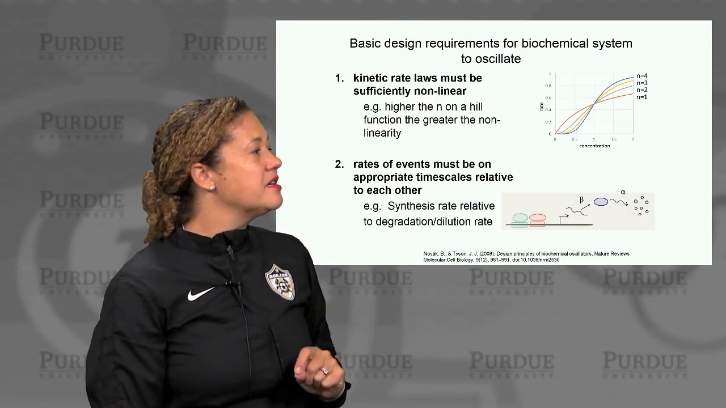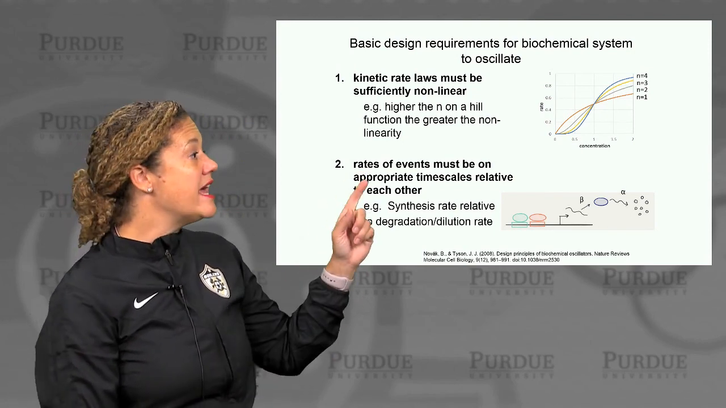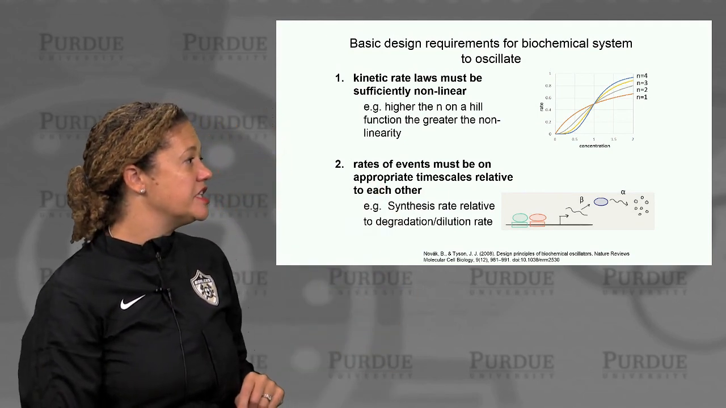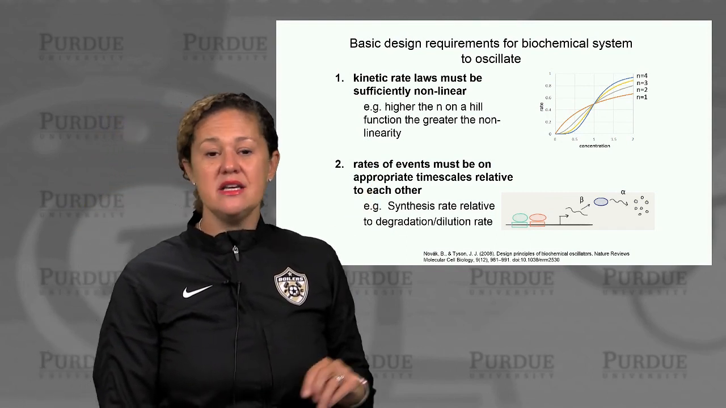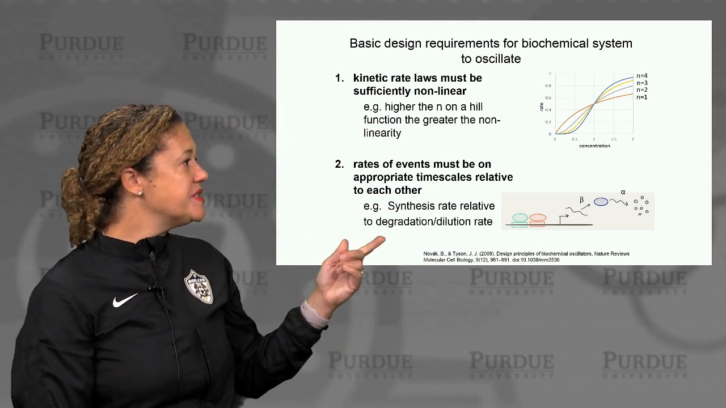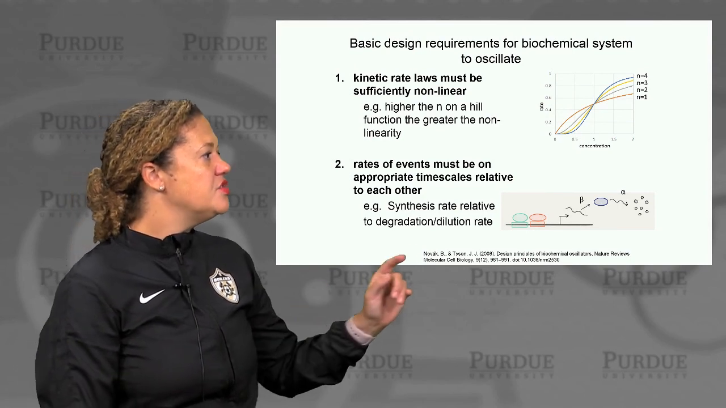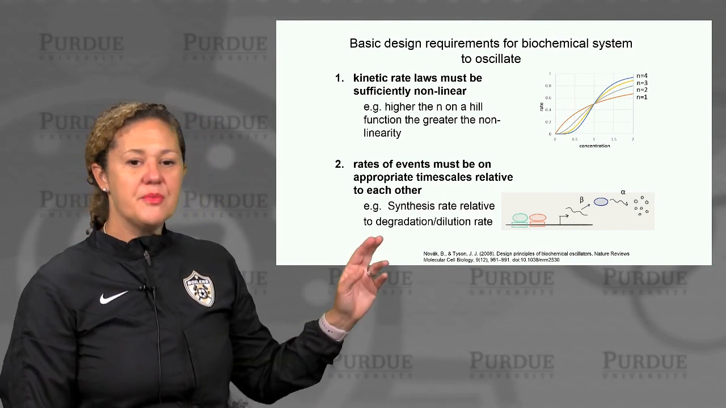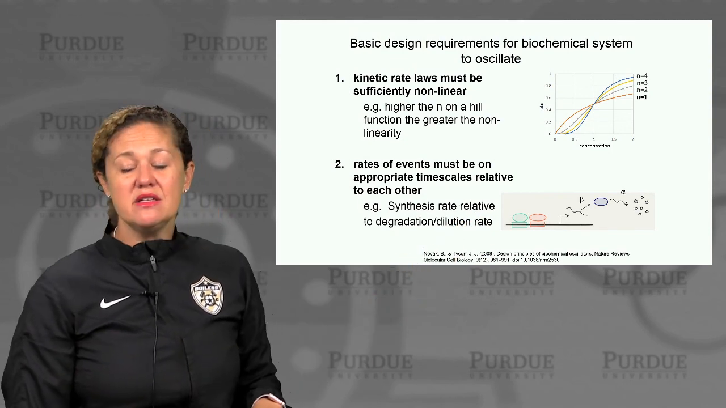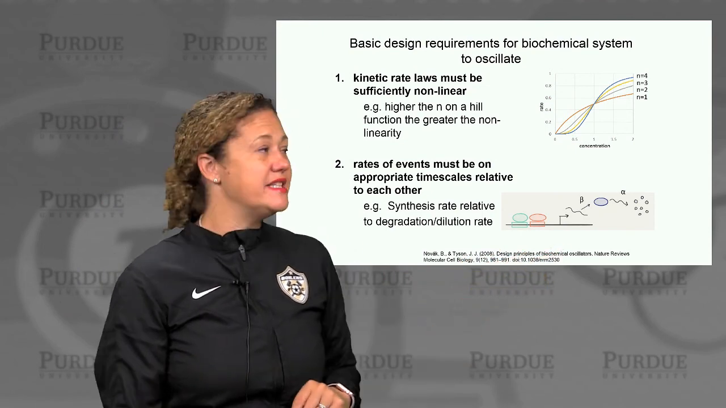So some other basic requirements: we talked about the kinetic rate laws being sufficiently nonlinear. One example of this is from our familiar Hill function. The Hill coefficient on our Hill function is one way to create nonlinearity, such as in our gene activation or gene repression systems. And we also said that the rates of events must be on appropriate timescales relative to each other. An example of this is a balancing of the parameters of the synthesis rate relative to decay coming from degradation or dilution of our protein product, as we looked at previously.